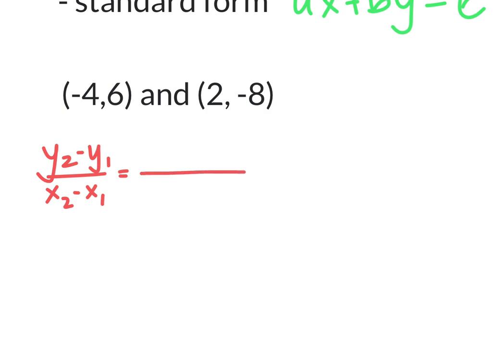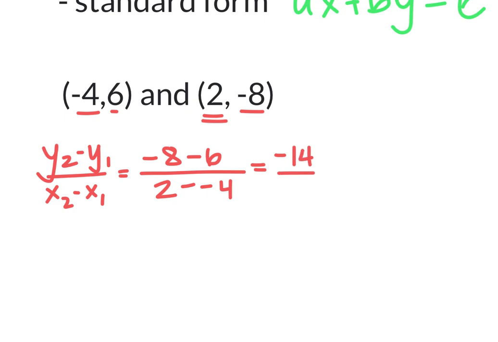All right, so what you should have done is we're going to take the second y, which is negative 8, and subtract the first y, which is 6. And then we'll take the second x, which is 2, and subtract the first x, which is negative 4. All right, this is going to give me negative 14 over, remember when I have this minus negative right here, this is going to become a plus sign. So negative 14 over 6, and that simplifies to give me negative 7 over 3. All right, so this is my slope.